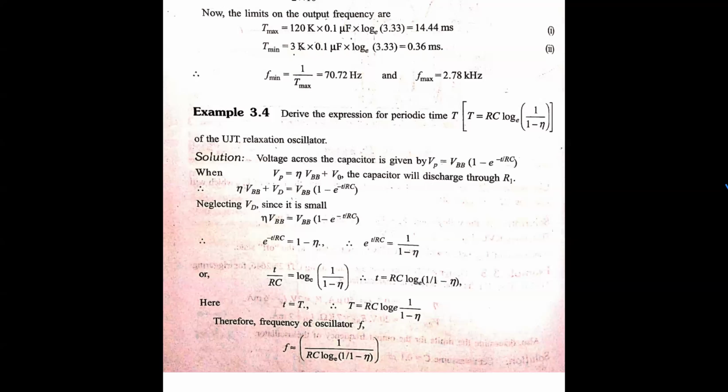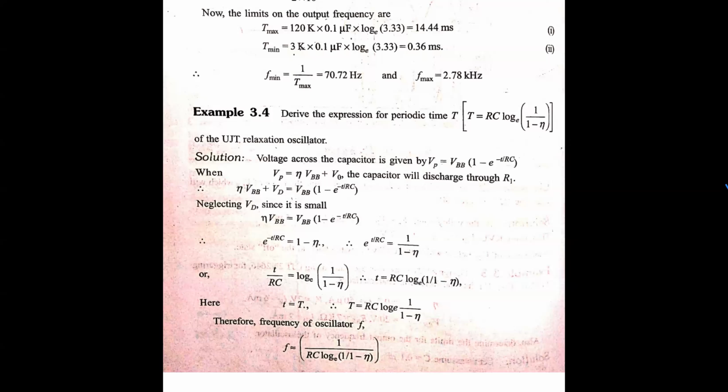Okay, so here the frequency is equal to 1 by T. You know that formula. The voltage across the capacitor is given by Vp equal to VBB into 1 minus e to the power of minus T by RC, using transient analysis. Next, the capacitor discharges through R1, and Vp is equal to the intrinsic standoff ratio into VBB plus VD. So we have two equations for Vp, equating those two equations and neglecting VD, I am going to get the intrinsic standoff ratio.